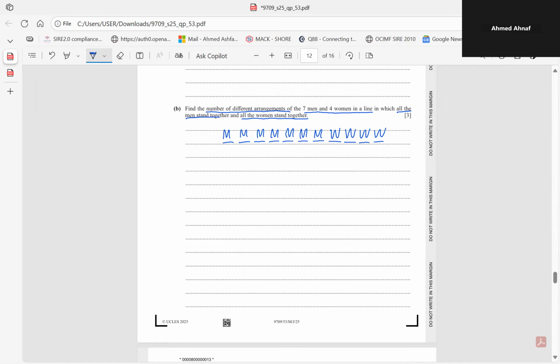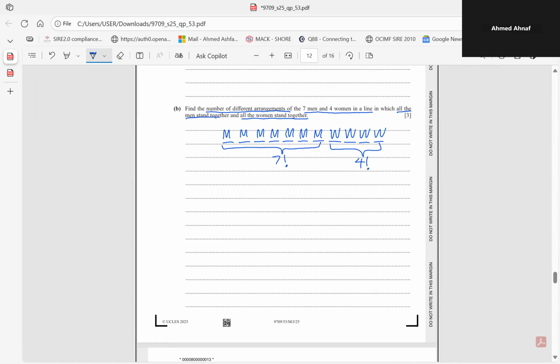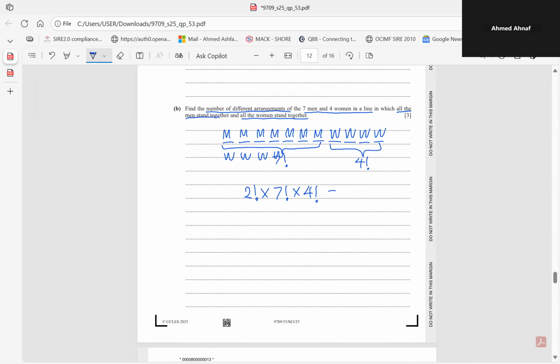Okay, so the men have 7 factorial ways to arrange themselves, and the women also have 4 factorial ways to arrange themselves. So we just multiply 7 factorial and 4 factorial. And you also have to realize that this is not the only arrangement possible, because the men and women could switch places. So the women would take up the first 4 slots, and the men would take the 7 remaining slots to the right. So to account for that, you have to multiply by 2 factorial as well.